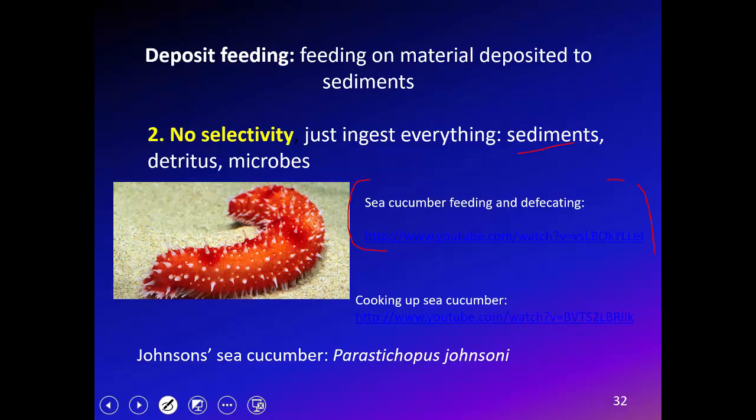And I'm going to show in class this movie, or you can see it yourself. It's kind of funny. I like it. You can see, if you want to do this at home, how you would cook up a sea cucumber. So that's one example of non-selective deposit feeding.